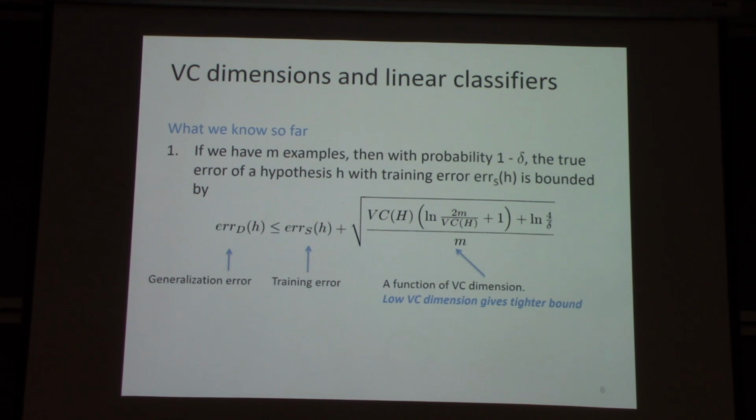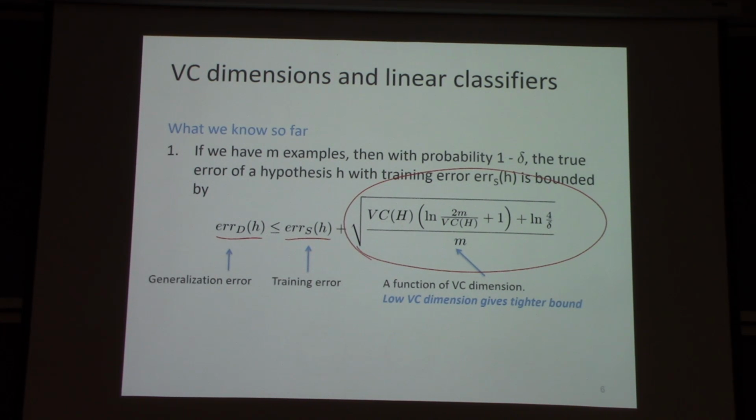Let's say this is in the context of agnostic learning. For agnostic learning, we said the true error, the error D of a hypothesis, if you have M training examples, then with the epsilon delta bound, with high probability, the true error is bounded by the sum of the training error and some function of the VC dimension.